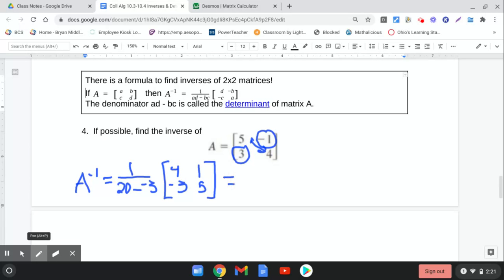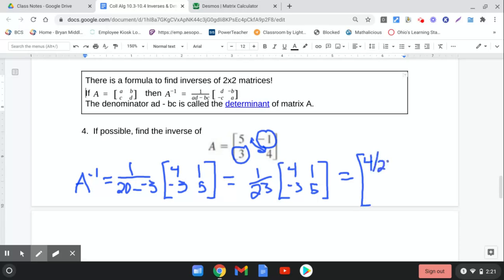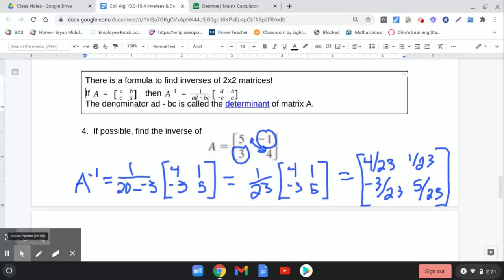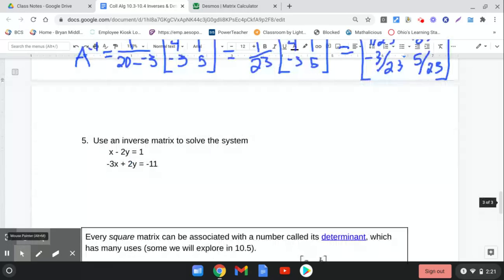So our inverse is going to be 1 over 23 times this matrix, 4, 1, negative 3, 5. And we're just going to multiply everything in that matrix by 1/23. And so we get 4/23, 1/23, negative 3/23, and 5/23. Okay, so that's just a little shortcut for finding inverse matrices only for 2 by 2 matrices.